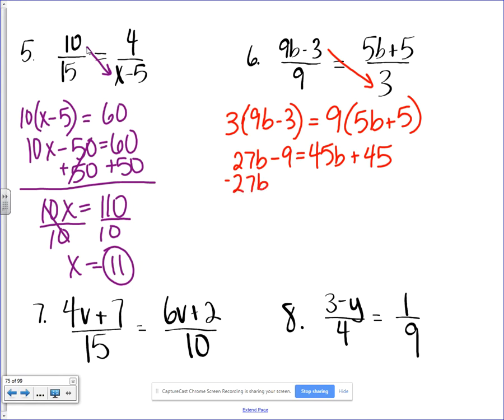Gives me negative 54 equals 18b. Divide by that 18, and you will get b is negative 3.